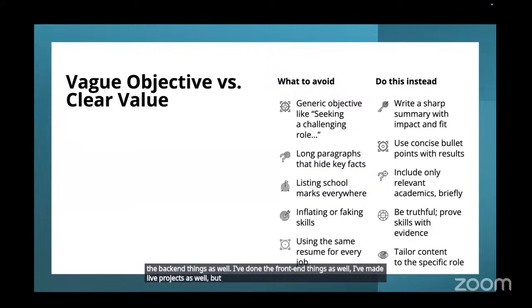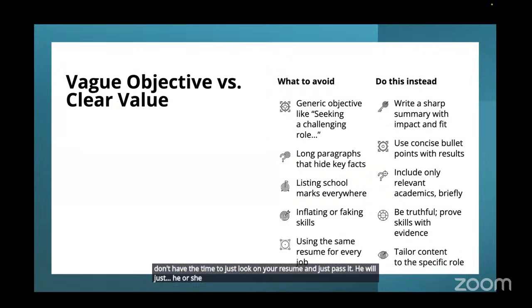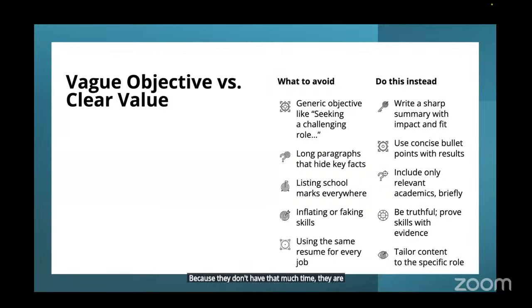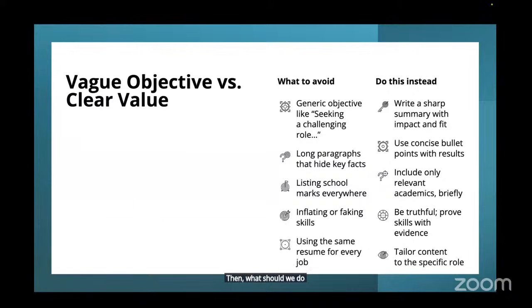But if I'm writing it in a paragraph, and a person looks at it and finds it very long, he or she doesn't have the time to look at your resume and will just pass it. The interviewer will just pass your resume, because they don't have that much time. They are having numerous applications, more than 10,000s of applications are filled on LinkedIn within seconds. Then what should we do? We should use bullet points.